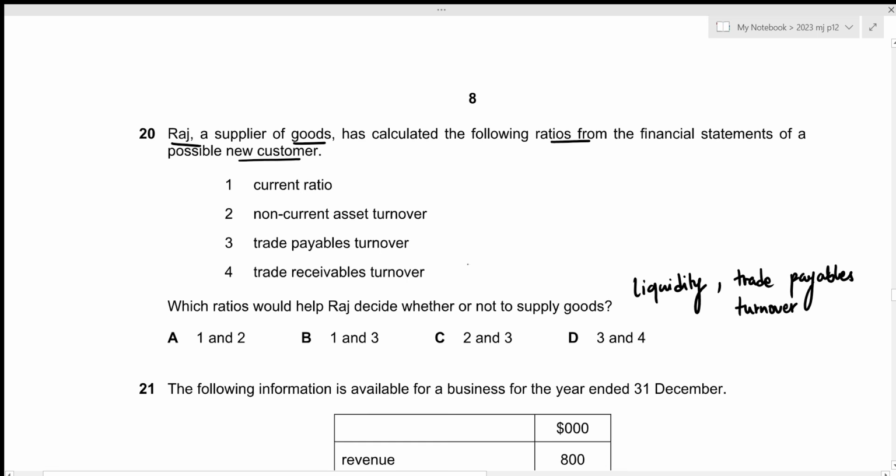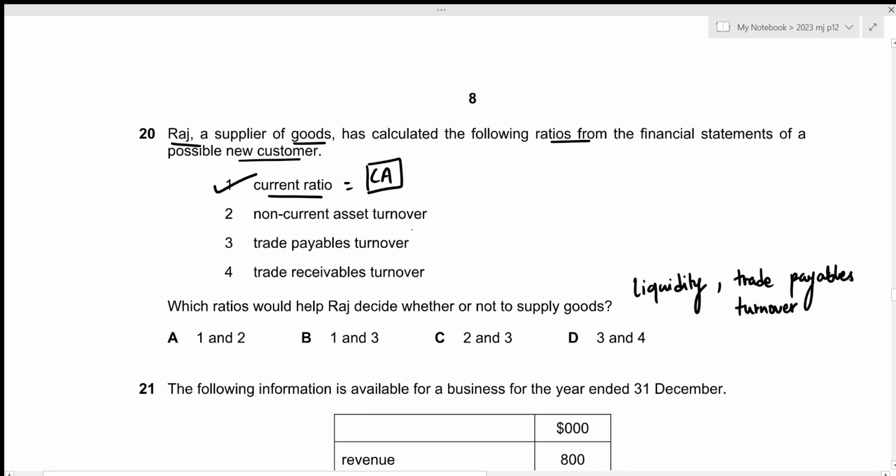I think that's all. So the first one is current ratio, which will definitely include our current asset, which will include cash, which is basically liquidity. And also remember that current ratio can also be categorized as a liquid ratio. So that's correct. The second one is non-current asset turnover.